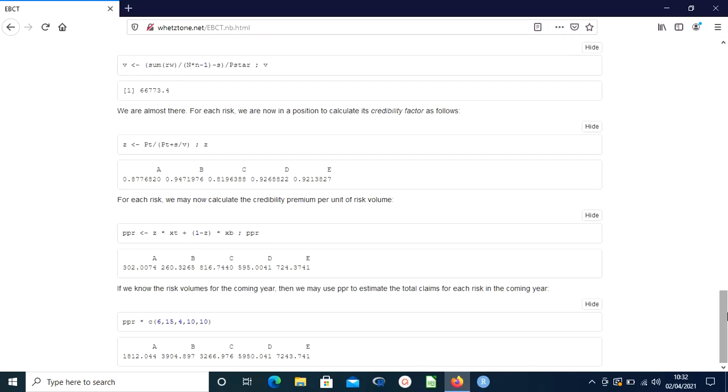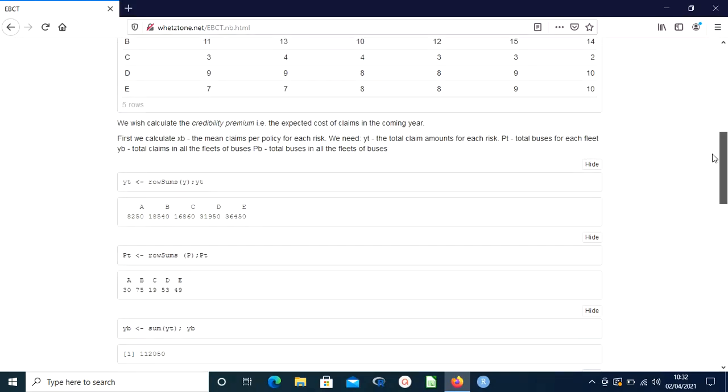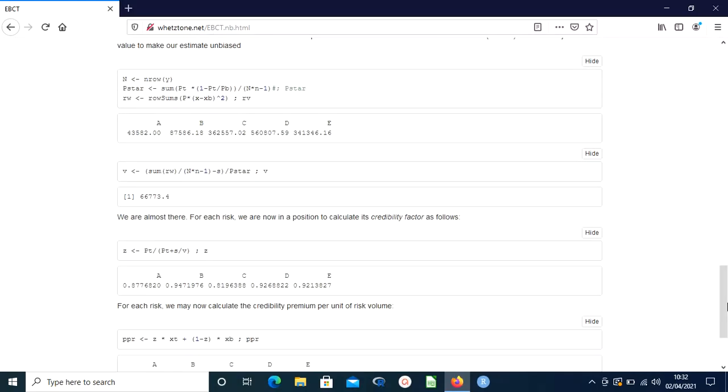Which is what we would really expect. Because if we go back and look at the claims for each, you see there are a lot more claims for risk E than there were for risk A. So we would expect, obviously, the claim amount to be greater.